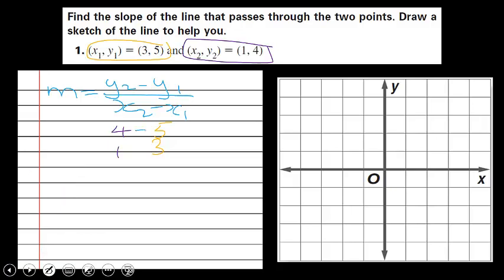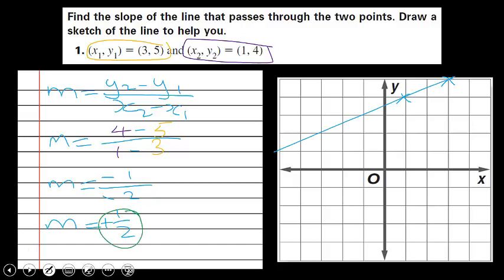Okay, so m equals 4 minus 5 over 1 minus 3. 4 minus 5 is equal to minus 1, and 1 minus 3 is equal to minus 2. So m is equal to 1 over 2. Minus times minus is plus, so it's positive. Let's sketch this. 3, 5 is going to be 1, 2, 3, 1, 2, 3, 4, 5 over there. And 1, 4 is going to be over there.